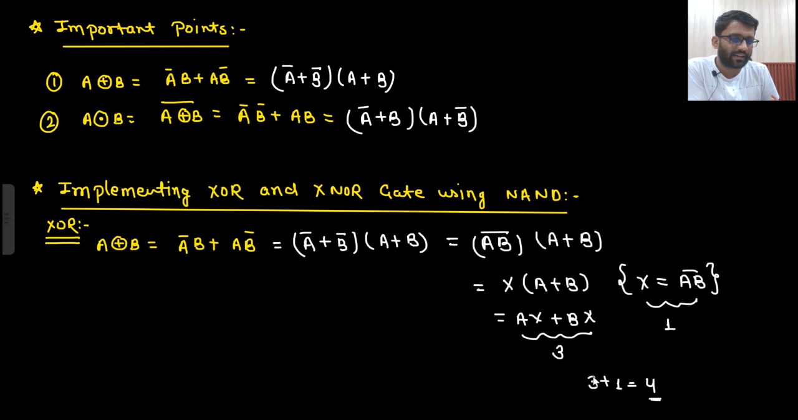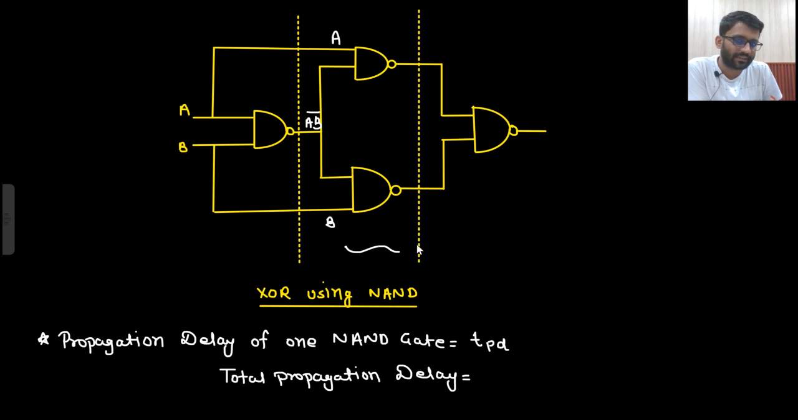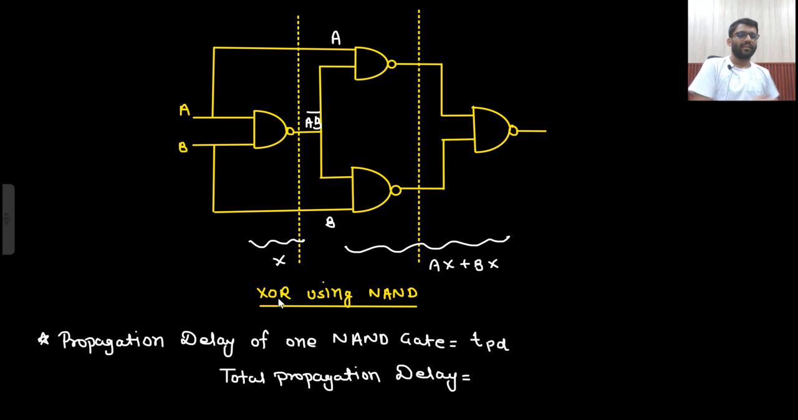So this is our XA plus BX. This is AX plus BX. And this is X. Now tell me one thing. If this gate has delay TD, and this gate has delay TD, and this also has delay TD. So if I apply A and B here, let's just say I apply A and B at t equals to 0, after how much time will I get my output?